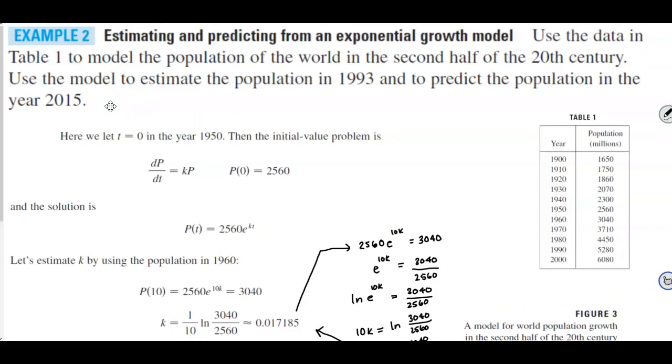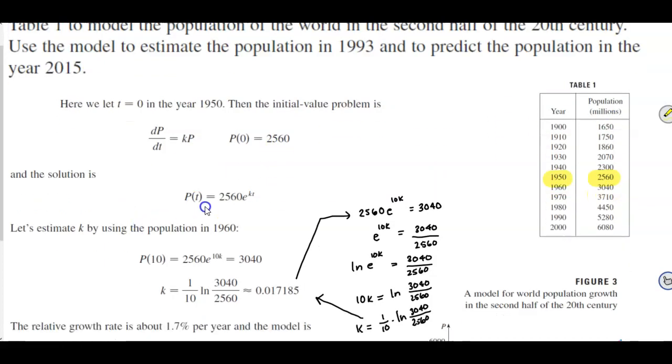So what we're going to do in this scenario is let t equal 0 in the year 1950. So we're going to use that as our initial value. So we have 1950 and then the output is 2,560. So we're going to let 0 represent that year, and then the initial value problem is dP/dt, which is equal to k times P. And then we have P of 0, which is equal to 2,560 million.